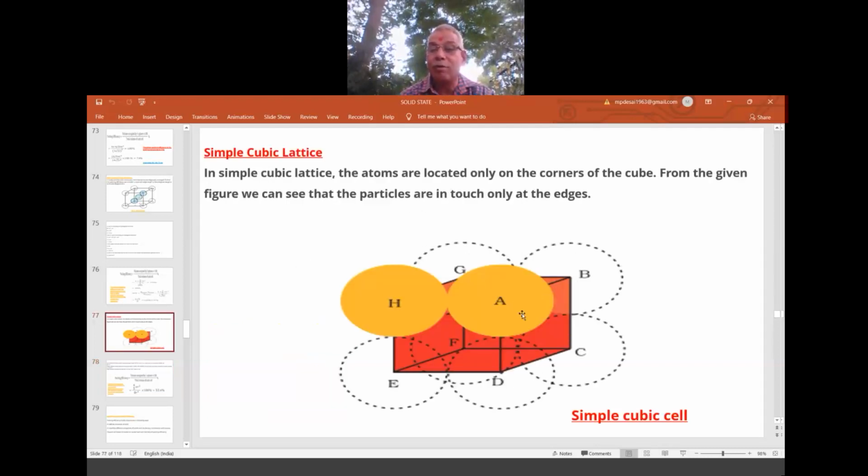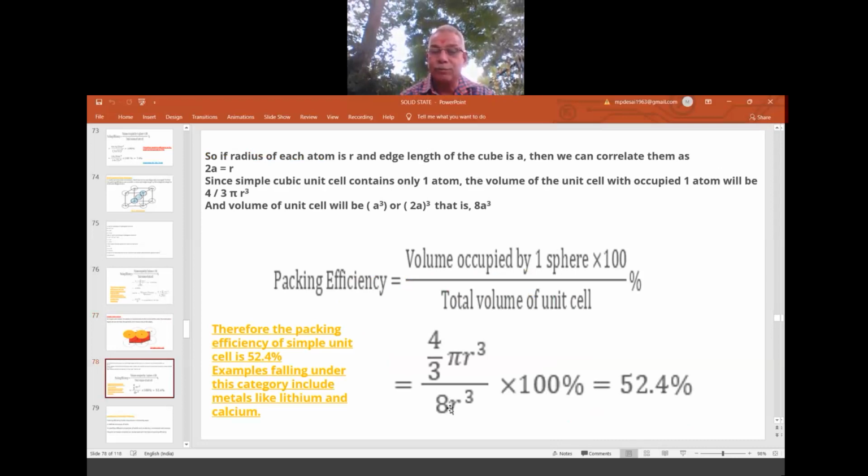Why 8 r cube? So this is 1 r, 1 r, 1 r, 1 r, so the edge is 2r and the volume is 8 r cube. That's why 8 r cube. So 4/3 pi r cube by 8 r cube. R cube cancels, and you simplify 4/3 by 8.